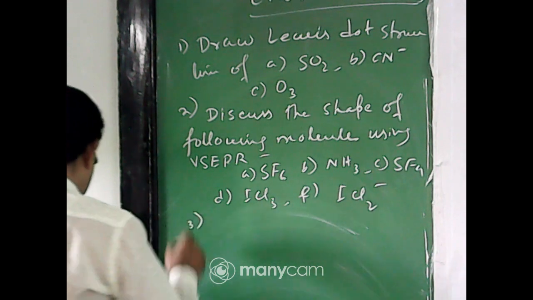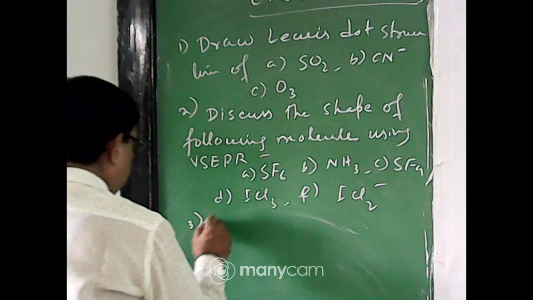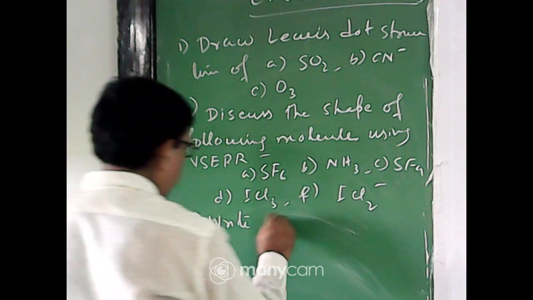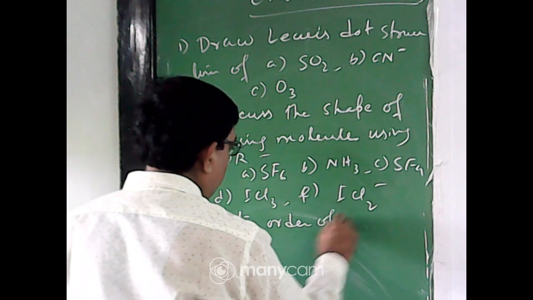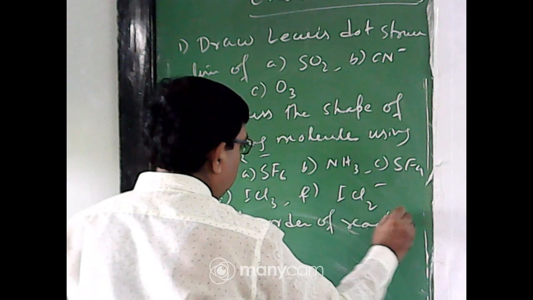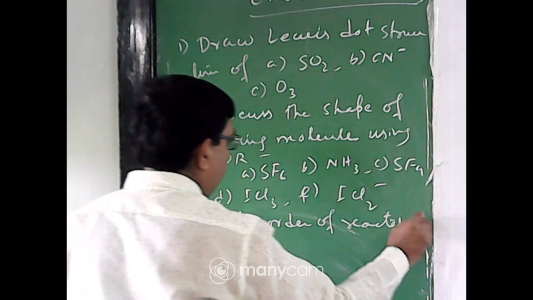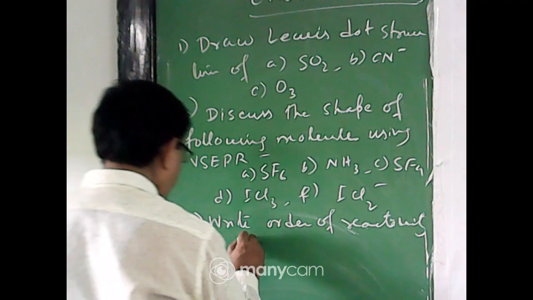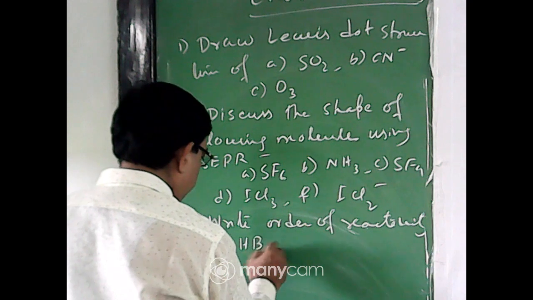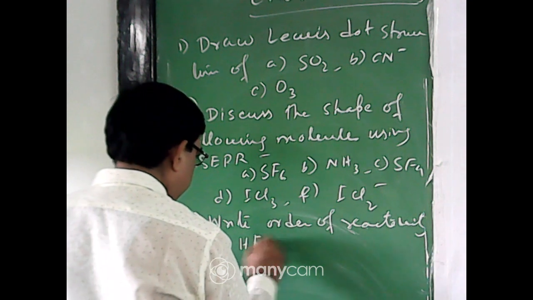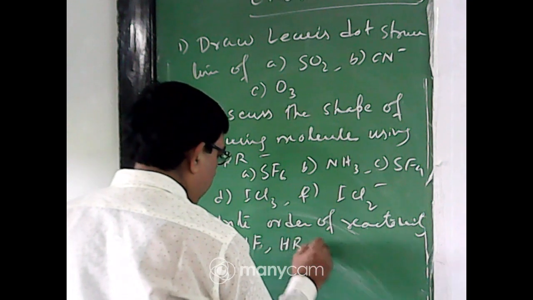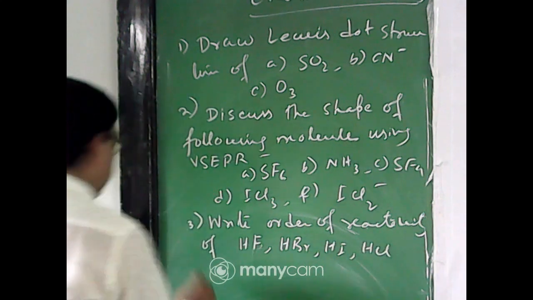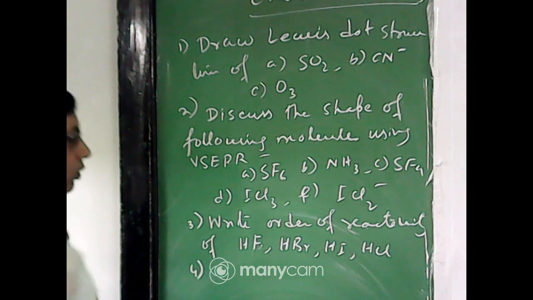Question number 3. Write the order of reactivity of HF, HBr, HI, HCl.